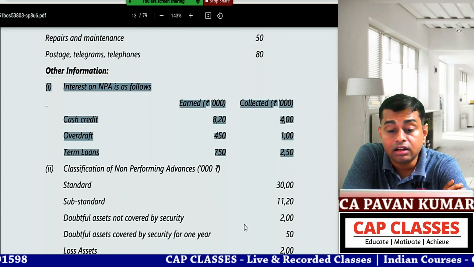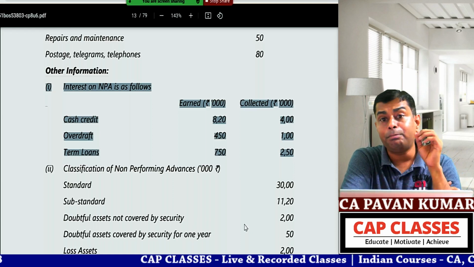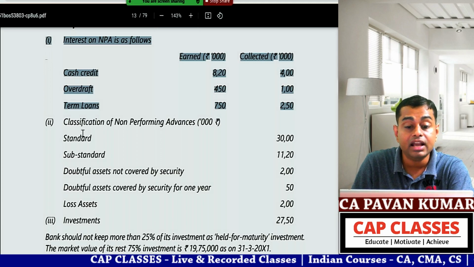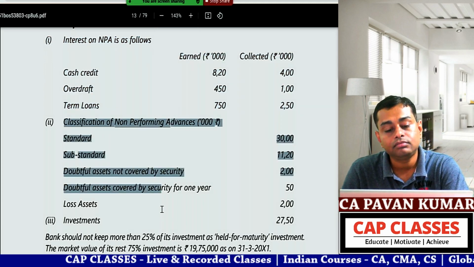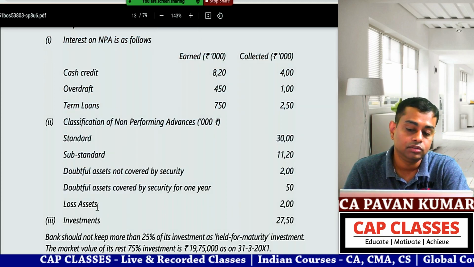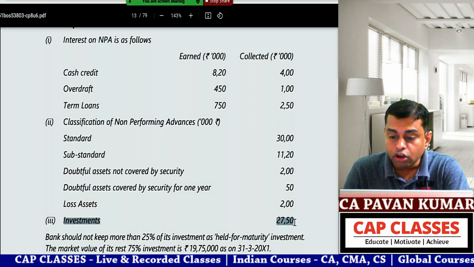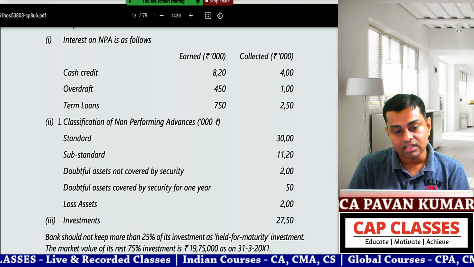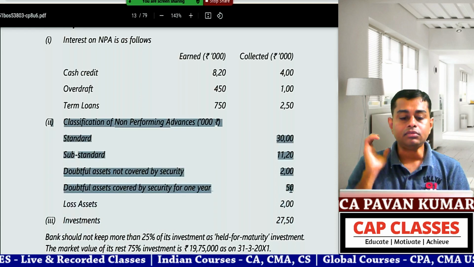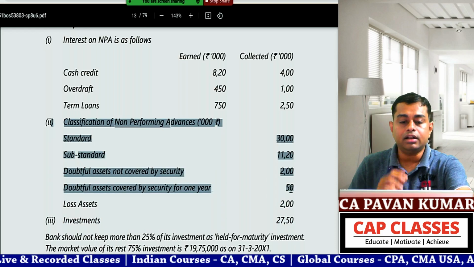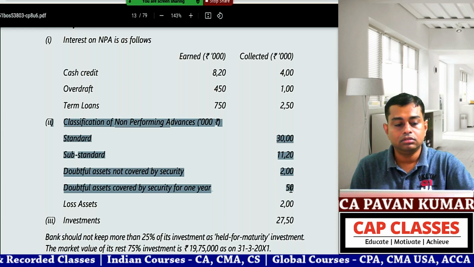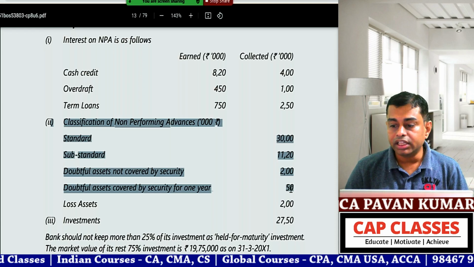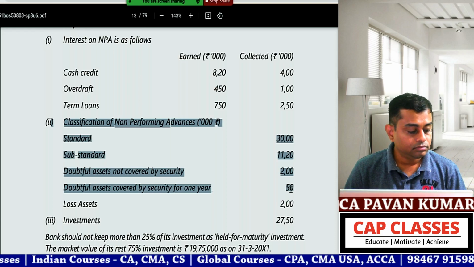Now you need to calculate provision on these NPAs, non-performing assets. Investments 2750 given, that we'll see later. First here, take the calculator. Guys, take the calculator. Standard assets, how much? 3000 into 0.4. Yes, sir.